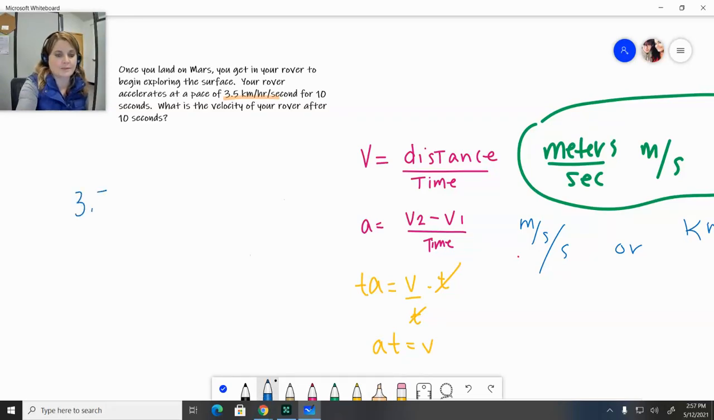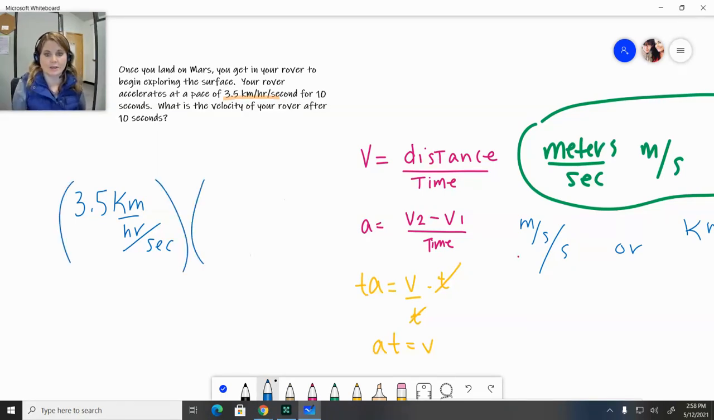3.5 kilometers per hour per second times time, which is 10 seconds, is equal to velocity. Okay.